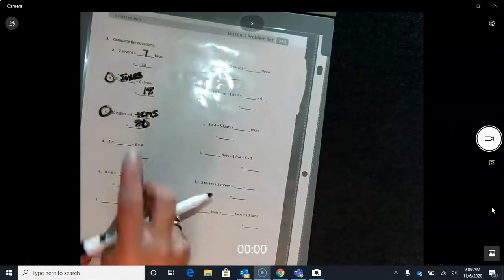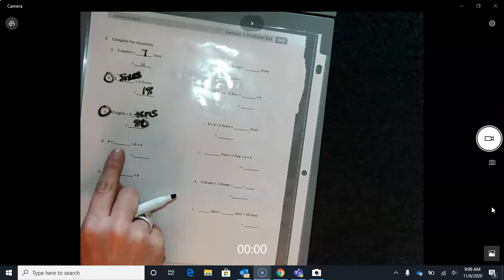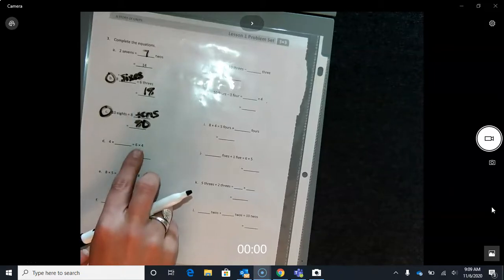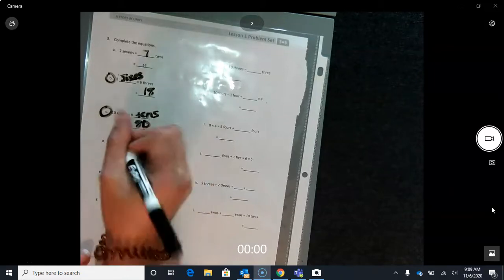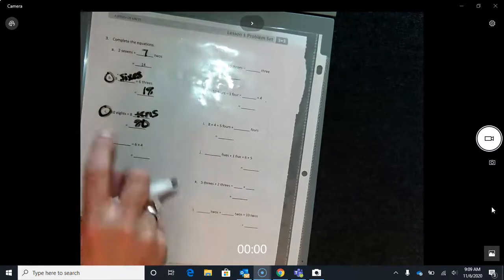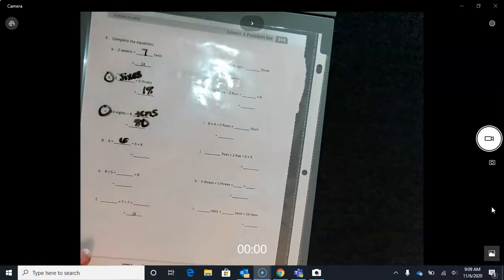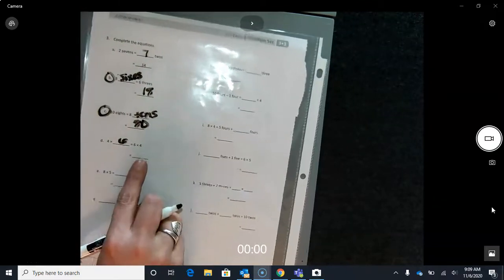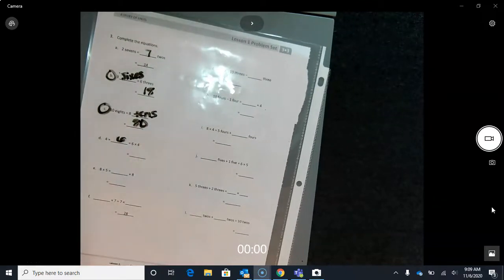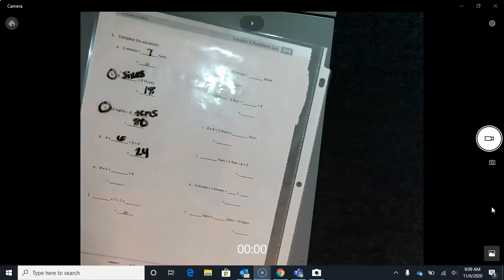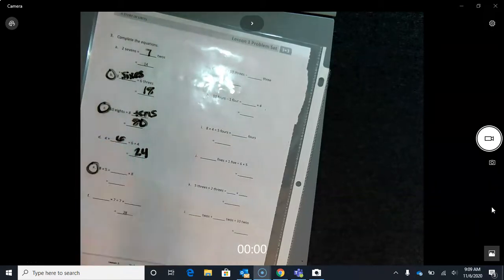Now it's getting a little trickier. 4 times what is the same as 6 times 4? Well, I know with the commutative property that even if I flip around my 2 factors, I should have the same product. So 6 times 4 should be the same as 4 times 6. On your paper, solve. What is 4 times 6? Right, 24. Both of these equal 24. Great job. Now try E on your own.